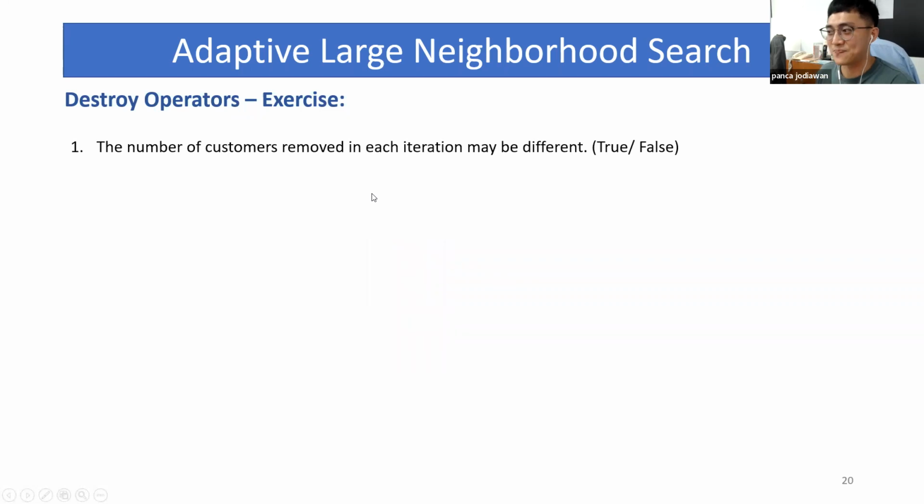The number of the customers removed in each iteration may be different, true or false. Just like in a metaheuristic, you do not only have one iteration, you have a lot of iterations. And in each iteration of the ALNS, the number of customers may be different, true or false.